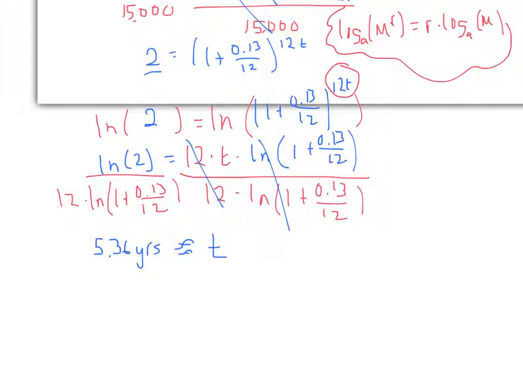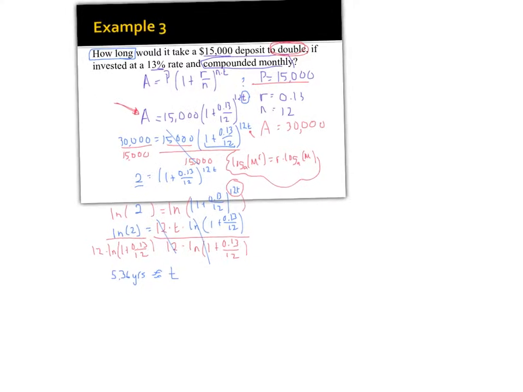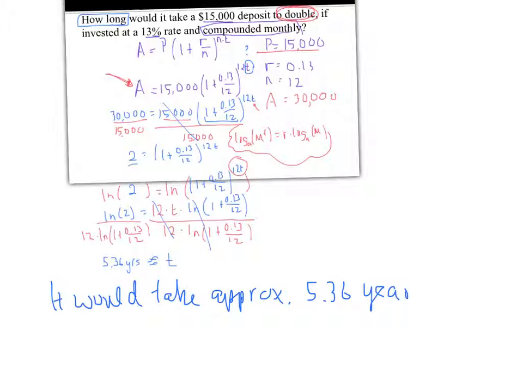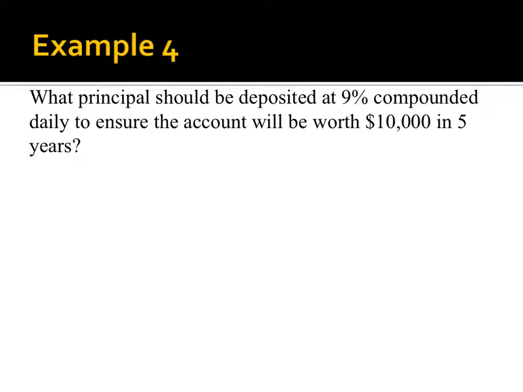So the question was, how long would it take for the deposit to double? It would take approximately 5.36 years. I always think it's a good idea to answer these word problems with words, because you're trying to explain. And if you ever had a job and you were asked to solve this, you wouldn't just say 5.36. You would actually use the words. Well, anyways, let's do one more example, and then hopefully this will help you with your homework.